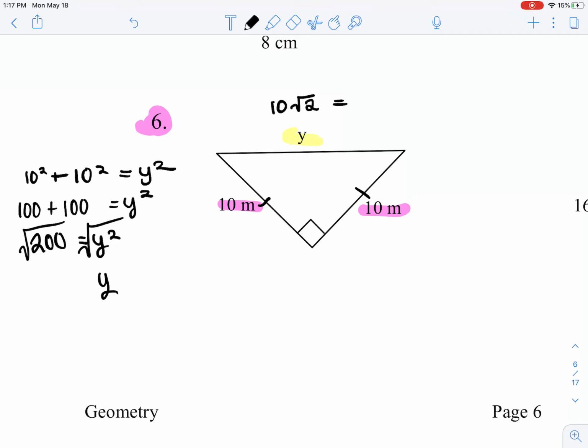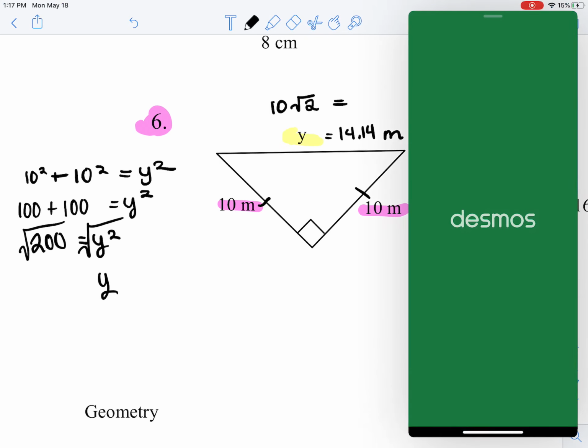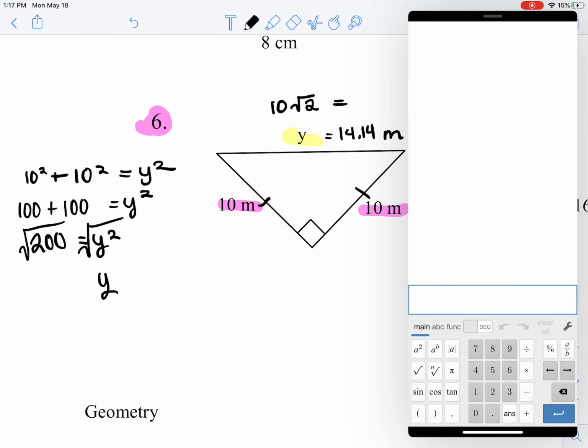And the square root of 200 is approximately 14.14 meters is what we get for our answer. Now I'm just going to prove to you real quick that, hey, 10 radical 2 and 14.14 are the same thing. Look at that. It's 14.14.